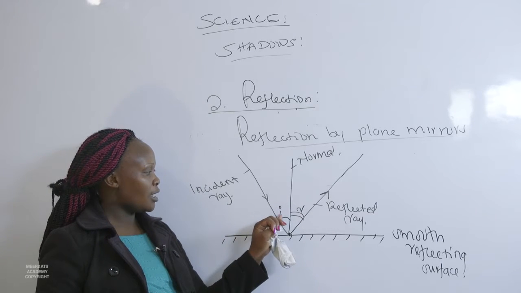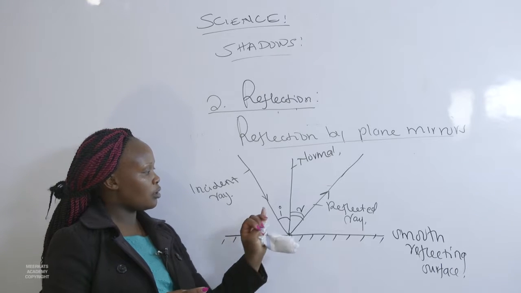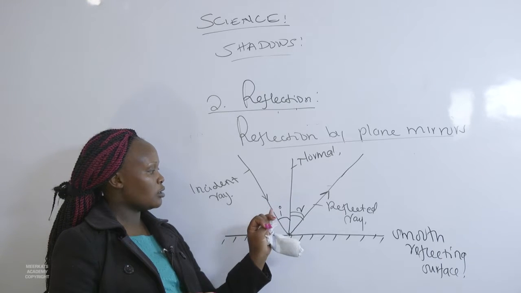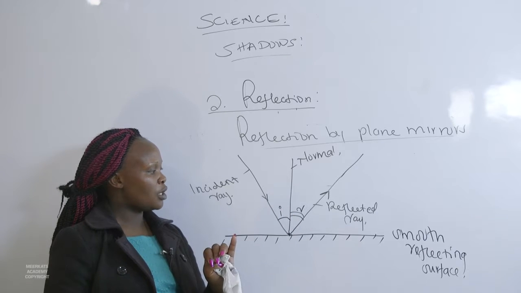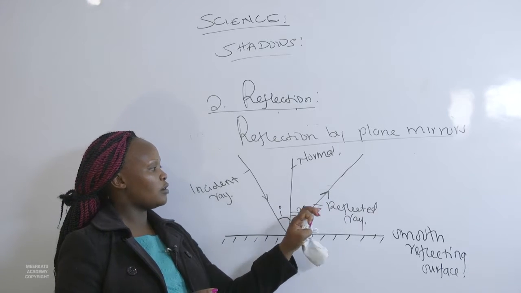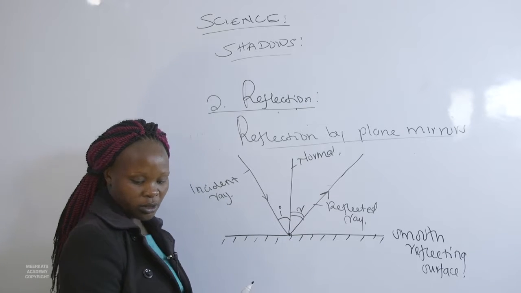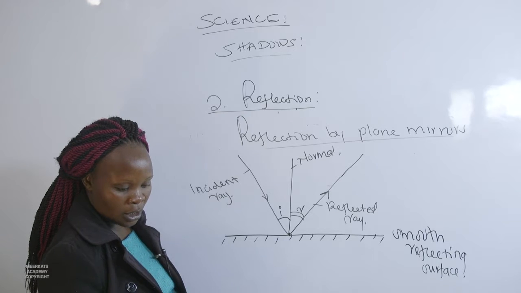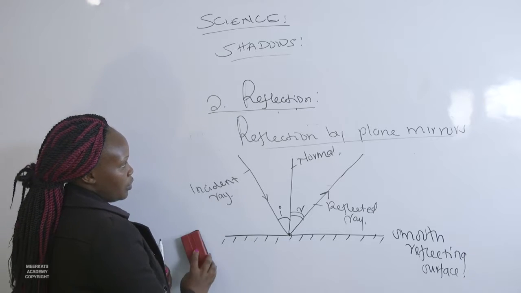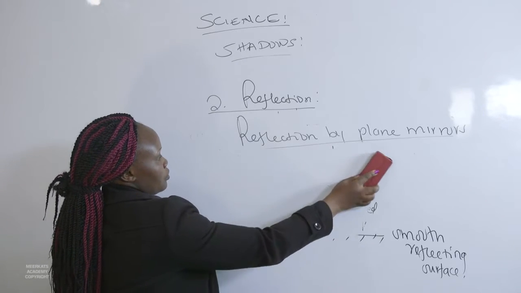Now, angle I is what we call the angle of incidence, which is the angle between the incident ray and the normal. The angle of reflection is between the normal and the reflected ray. Those are the terms that we are going to interact with in the course of our study on reflection.